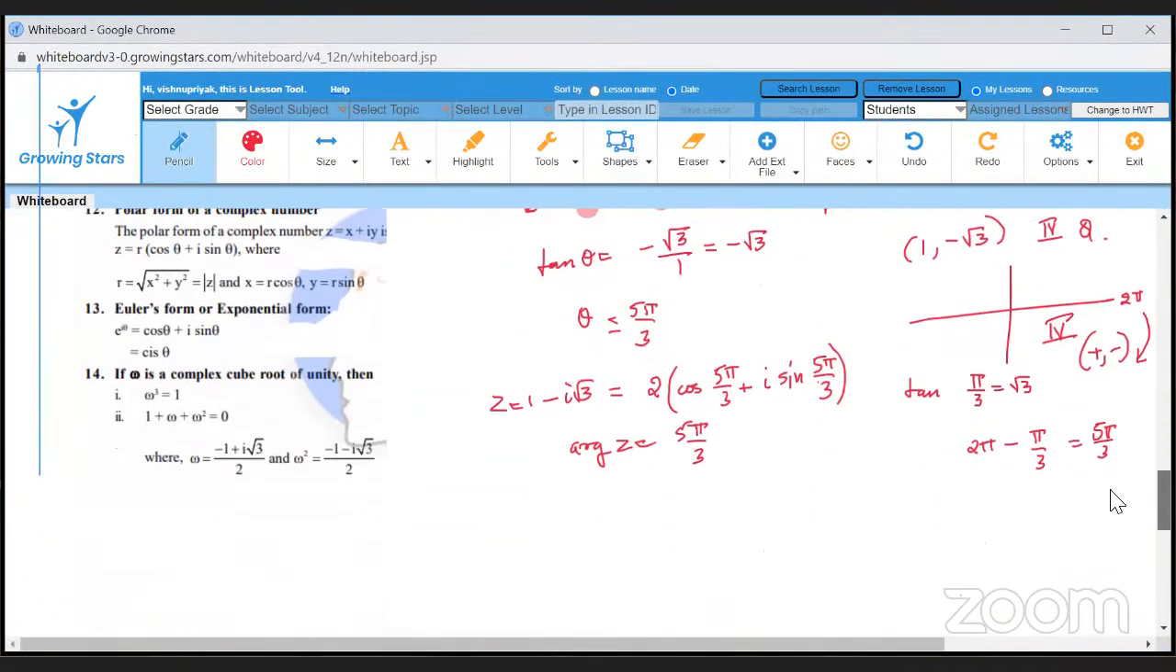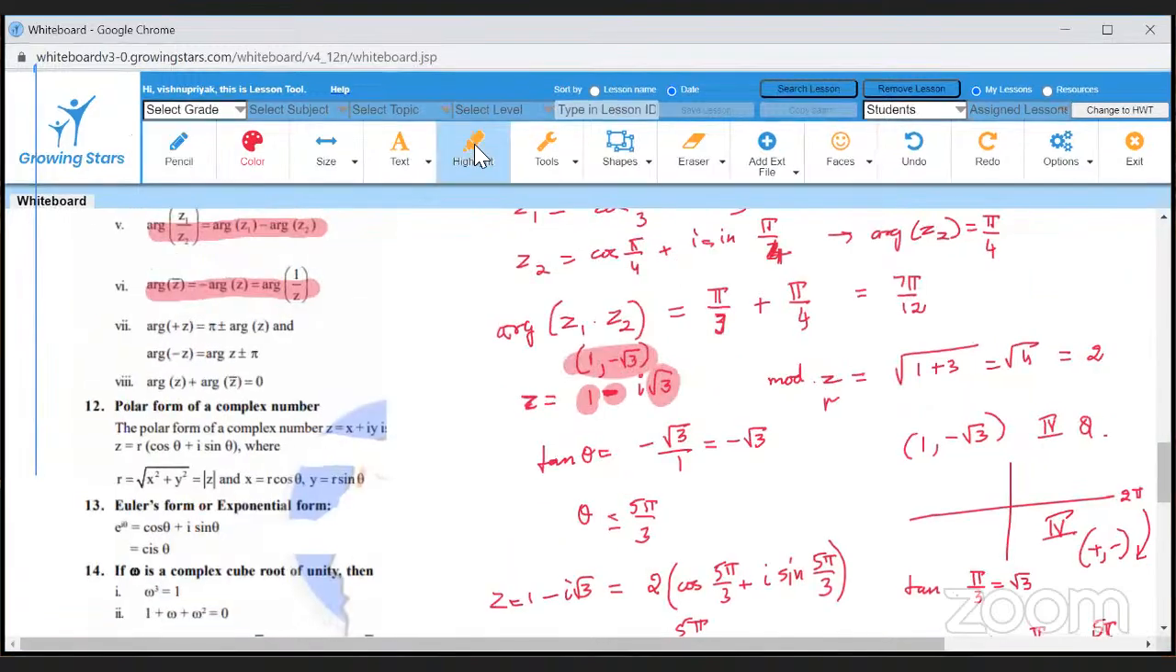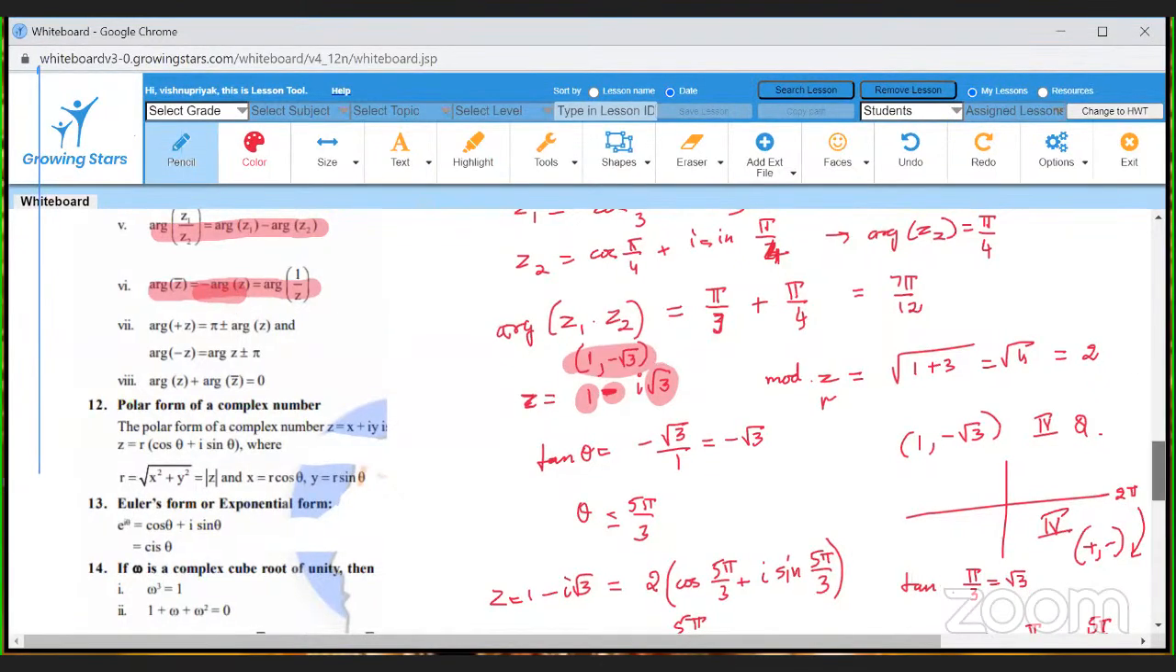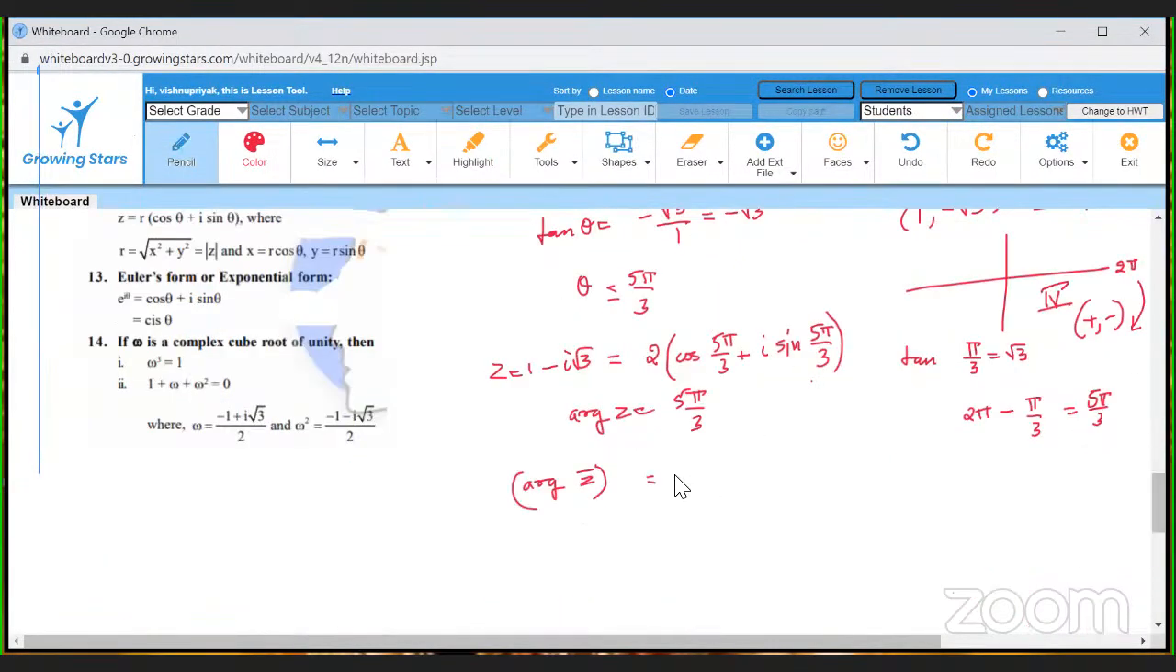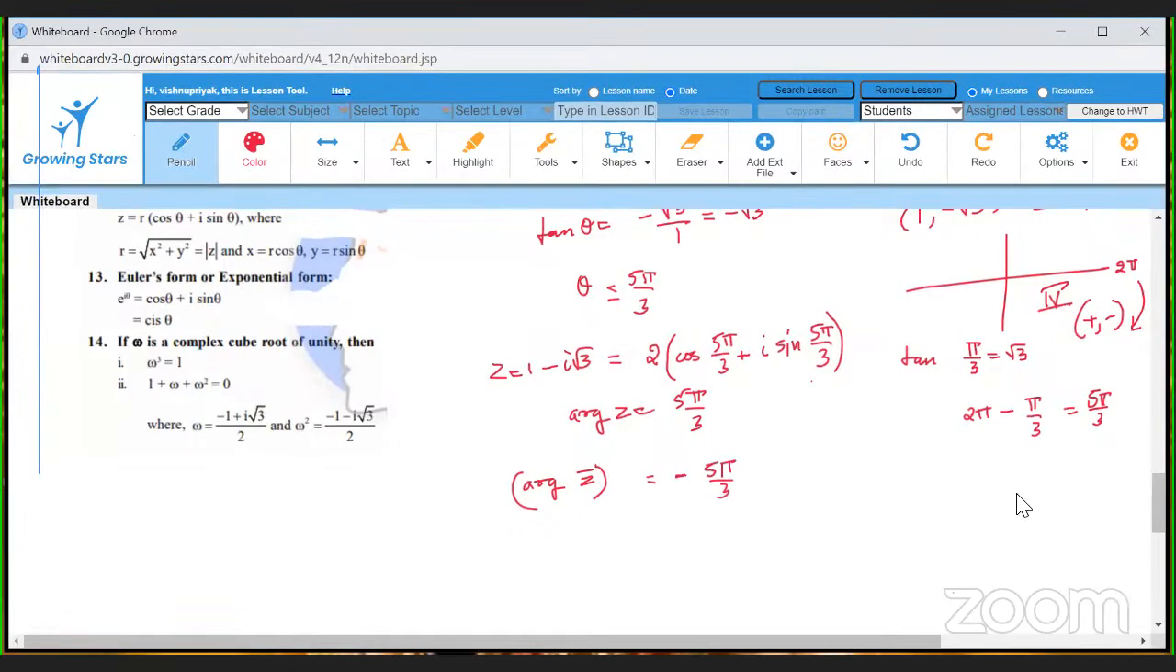Now, if I ask you, what is the argument of Z bar? We were learning this formula actually. What is the argument of Z bar? It will be minus argument of Z. Negative. The argument of Z is 5 pi by 3. So using the formula, it is minus 5 pi by 3.